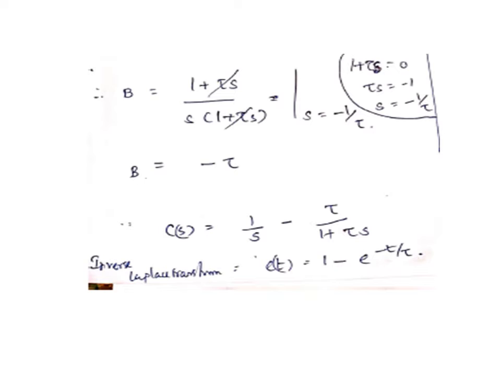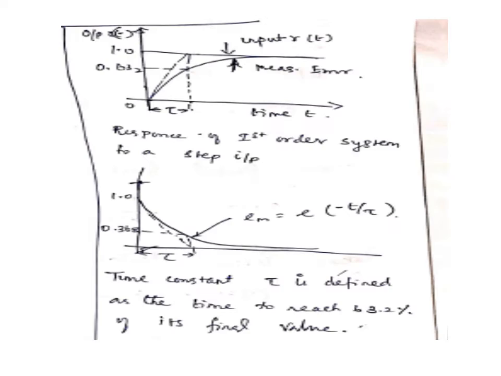Similarly, we have to find the b value. Cross multiplying, we get b equal to 1 plus tau s divided by s into 1 plus tau s. 1 plus tau s and 1 plus tau s get cancelled. At s equal to minus 1 by tau, that is also explained here: 1 plus tau s is equal to 0, tau s is equal to minus 1, s equal to minus 1 by tau. This is the value you have to substitute. So b equal to 1 by minus 1 by tau, that becomes b equal to minus tau. Therefore, C of s equal to 1 by s minus tau by 1 plus tau s, and taking the inverse Laplace transform, this becomes C of t equal to 1 minus e power minus t by tau.